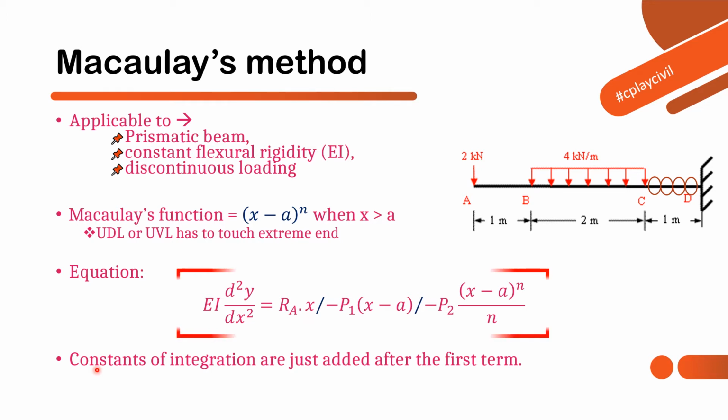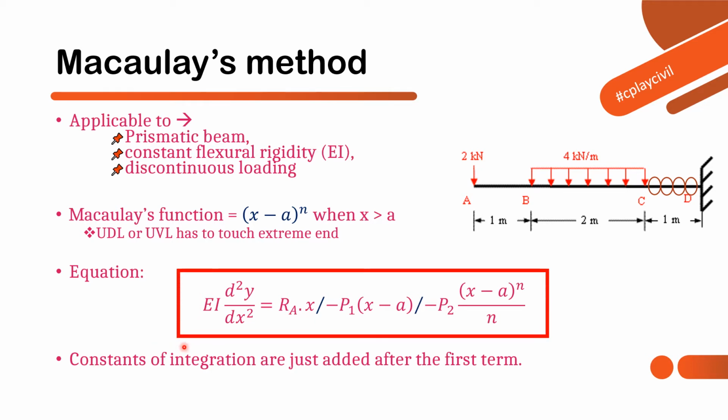And the constants of integration, when we integrate this equation, we will get constants of integration, that is C1 and C1 plus C2x, like that. So those constants of integration have to be added only after the first term. For example, in this equation we have RA into x, so RAx plus C1, so RAx plus C1 plus C2x.